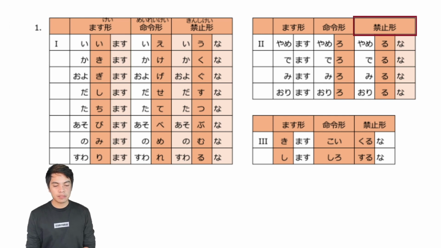Next, the verb shimasu. The meirei, or the imperative form of shimasu, is shiro. Shiro. For example, benkyou shiro. Benkyou shiro. Commanding someone to study. Next, the kinshi kei. The dictionary form of shimasu is suru. Just add na. Suruna.